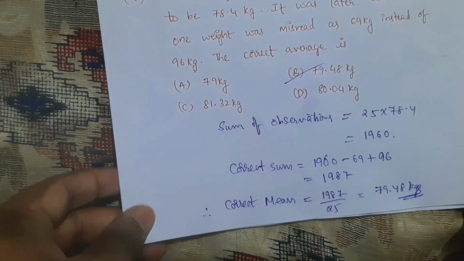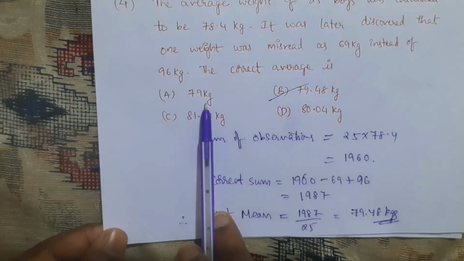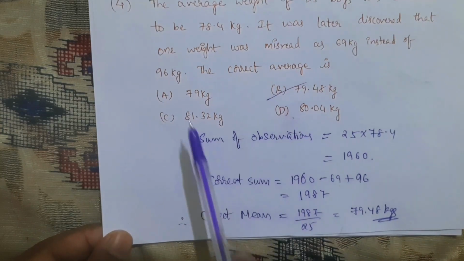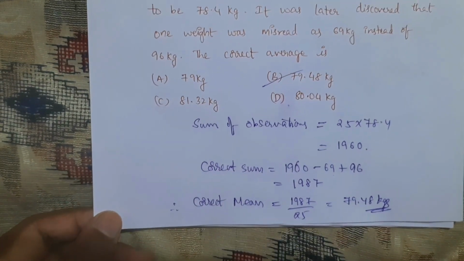Okay, in these MCQs you need to calculate very exactly. Why? Because 79 is there, and in another option it may be 79.50, like that. You need to do it exactly, then you will get the correct answer.